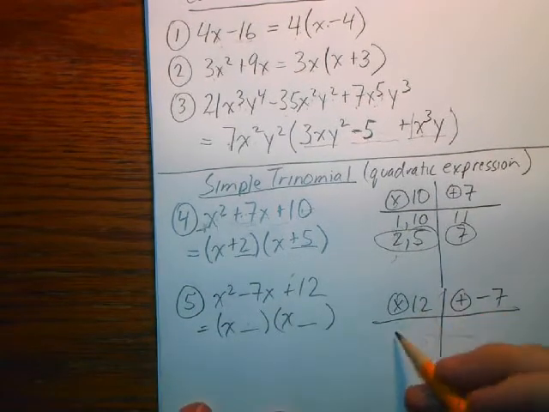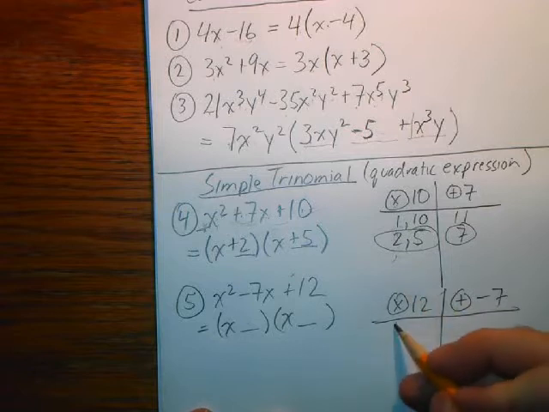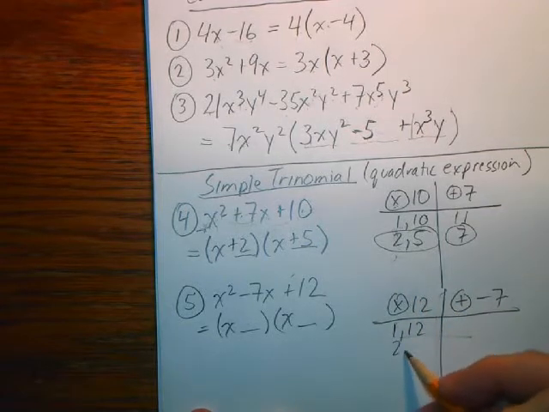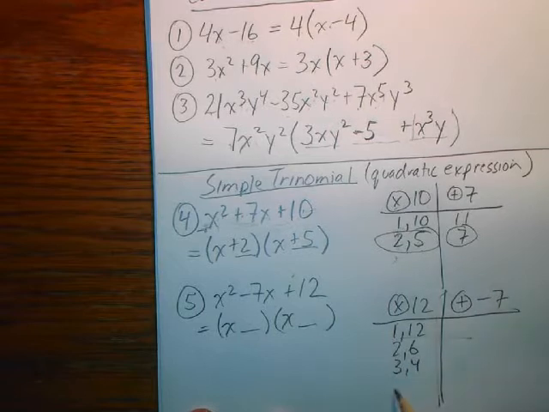Okay, so again, start off, and I'm not going to worry about the sign yet. So I got 1 and 12, 2 and 6, 3 and 4, and I can see I backed onto the 4 over here, so we know we're done.